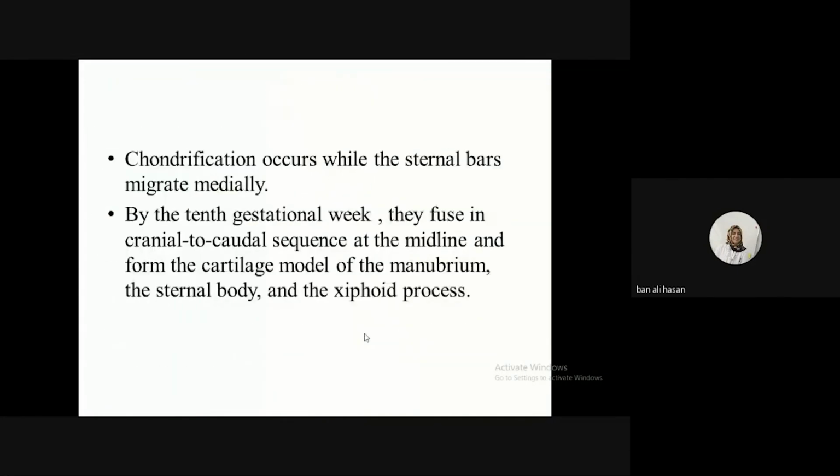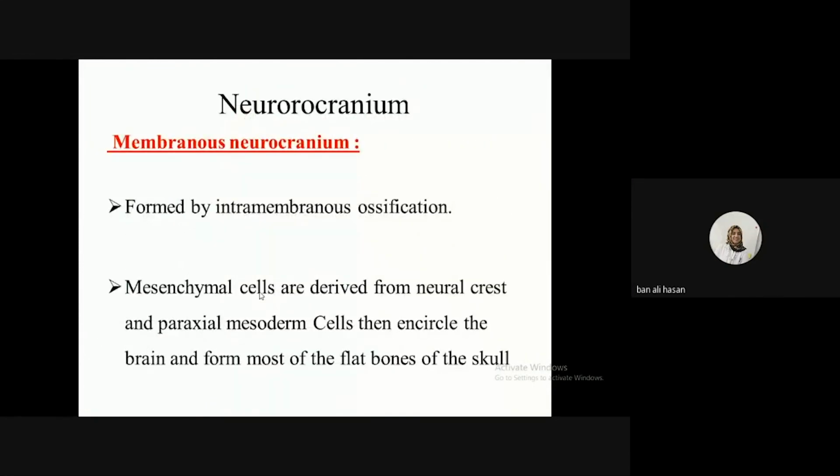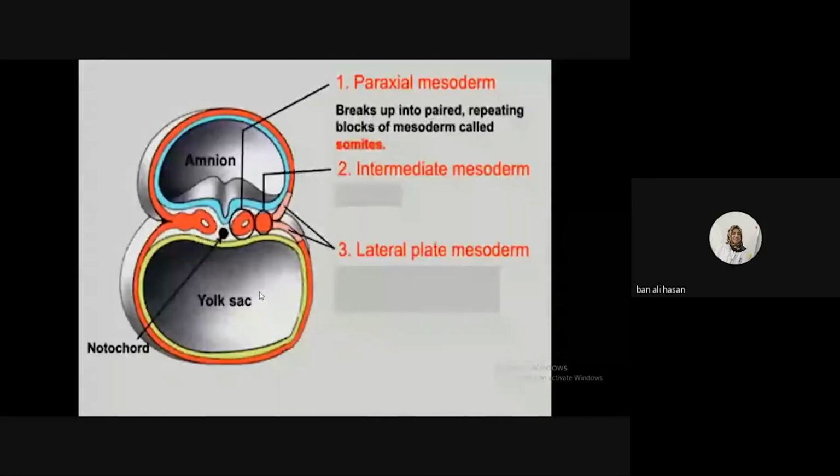Okay, I will make a diagram and upload it to the class so you remember it and do not forget. Paraxial and lateral plate mesoderm. Lateral plate we sometimes call the parietal layer. These will form the bones of the pelvic and shoulder girdle, limbs, and sternum. While the ectoderm has the neural cells that migrate to the head region and differentiate into mesenchyme, and this mesenchyme participates in the formation of the bones of the face and the skull. Okay, face and the skull.